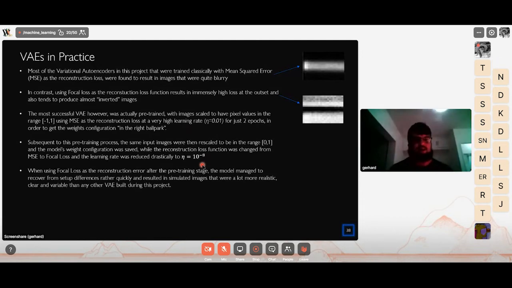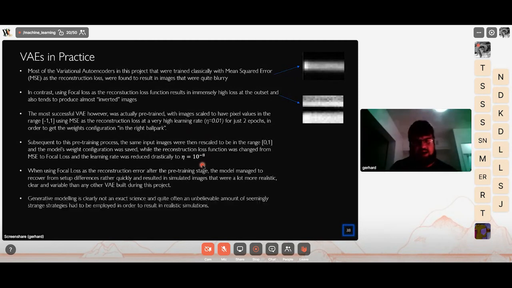Even though there were some crazy changes to the model, it actually managed to recover from those setup differences rather quickly. And then we found that we could generate images which were a lot more realistic and a lot more variable, which is also what you want. You don't want it to just generate one kind of image. You want to capture all of the variability in your training data set. And this process actually allowed me to do that.